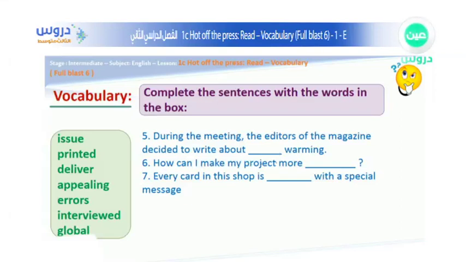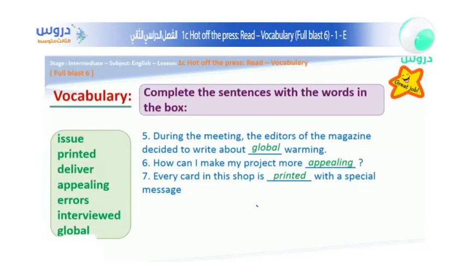Yes. 6. How can I make my project more appealing, more beautiful? I am making a project for my school and I need to make it more appealing, more attractive to the teachers and students. 7. Every card in this shop is printed. Printed is the only word we didn't use today. Printed is like when you print something using a printer. Every card is printed with a special message.